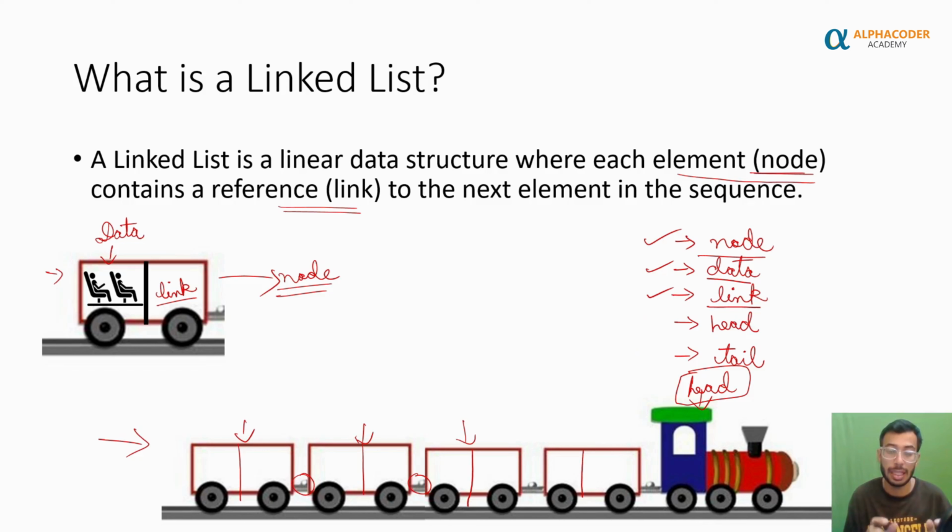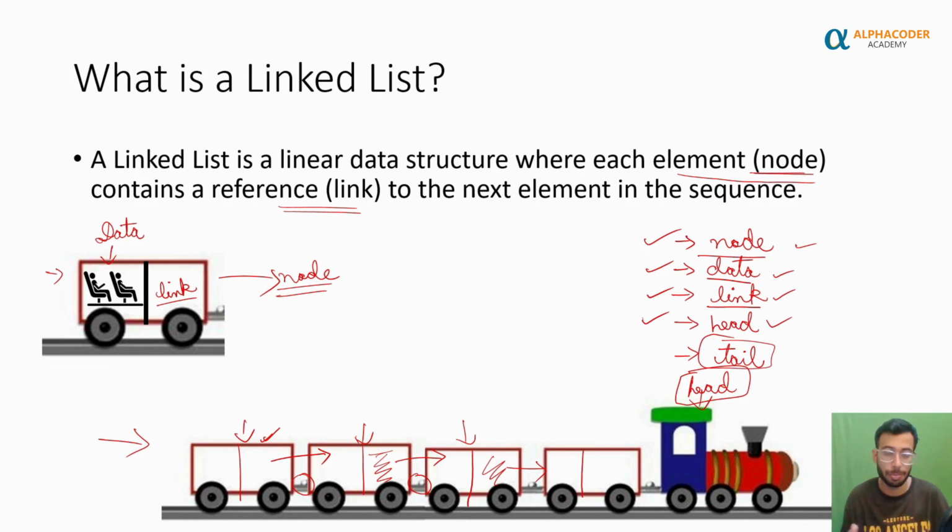Just to make sure that each and every compartment is well connected, right? This compartment has the reference for this particular node. This particular area has the reference to the next node. This area has the reference to this particular node, and so on and so forth. Now there is head: we have seen the node, the data, the link, and the head. We have not seen the tail.